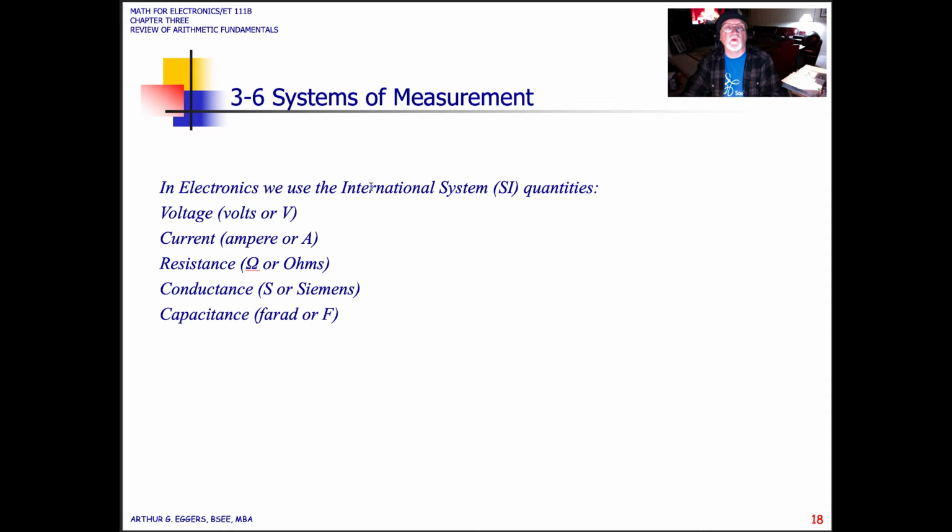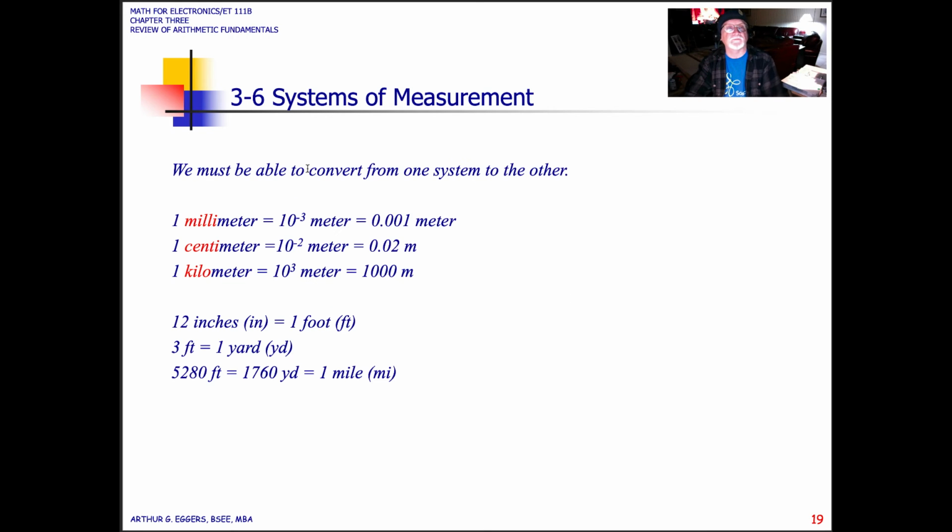So in electronics, we use the international system, or we call it the SI quantities. Those SI quantities are, by definition, voltage, current, resistance, conductance, and capacitance. For voltage, we use volts. For current, we use the ampere. For resistance, we use ohms. For conductance, we use Siemens. And for capacitance, which we'll get to, we use the farad. Are there others? Yeah, there are lots of others, but this just gives you an idea. So the SI quantities are volts, amps, ohms, Siemens, and farads that we will use at this point.